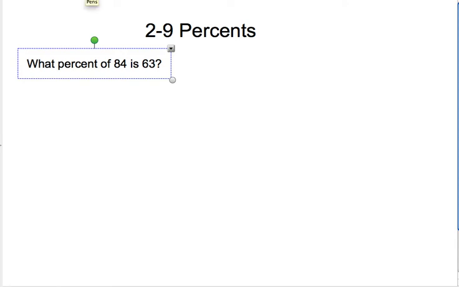Today I'm going to talk about percents. Percents work really nicely with the solving proportions lesson that we just did and the lesson that we just did on similar triangles. So I'm going to show you a couple different ways how to solve these percent problems. I actually don't use proportions mostly to solve percent problems, but I can do it, so I'm going to show you how to do it.